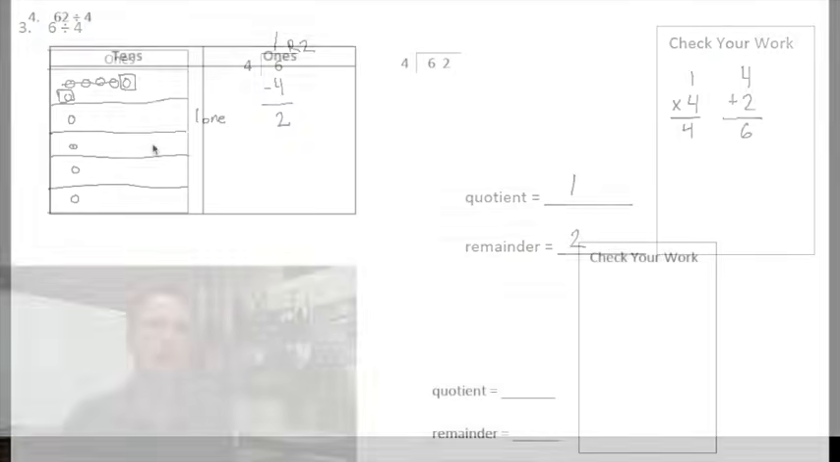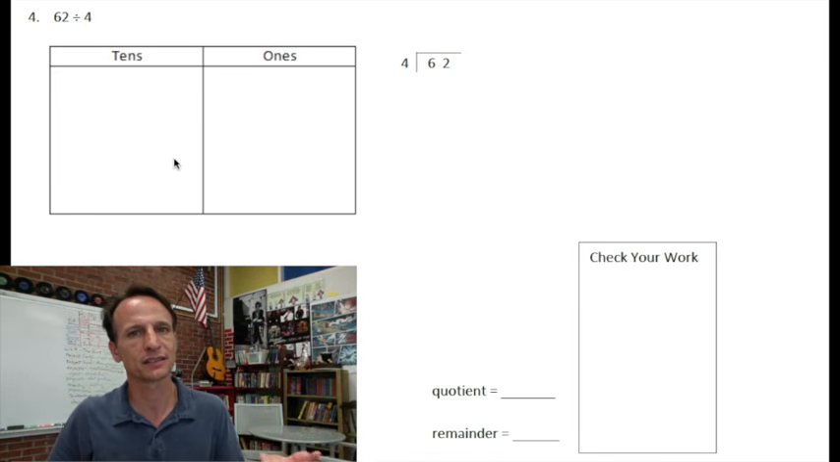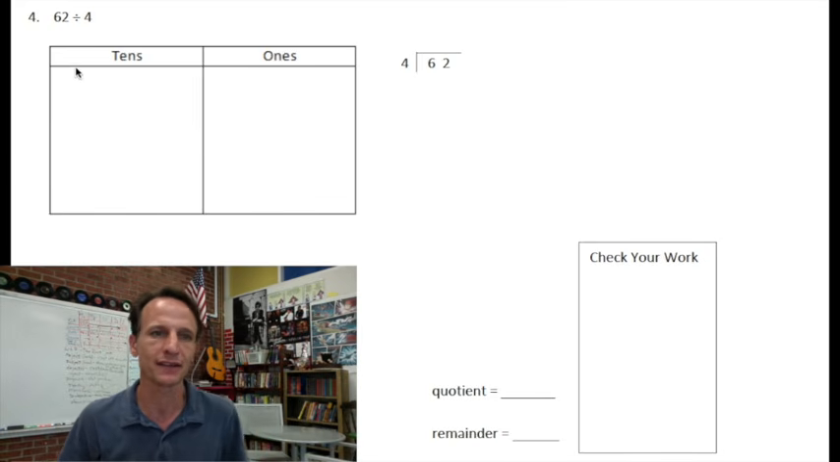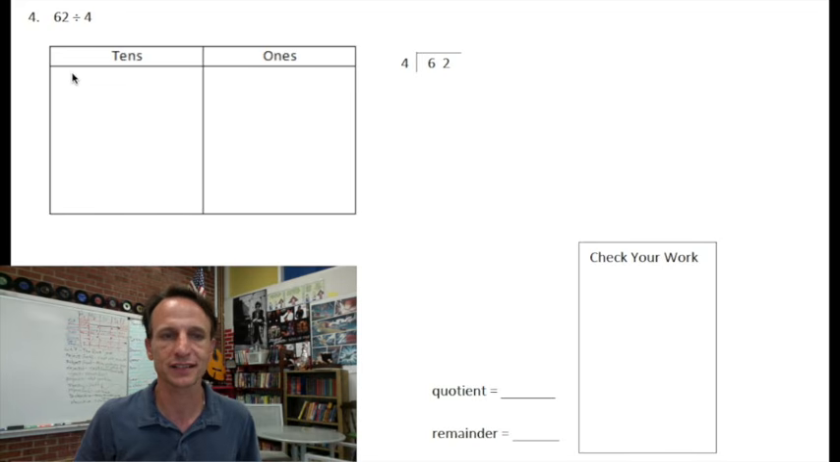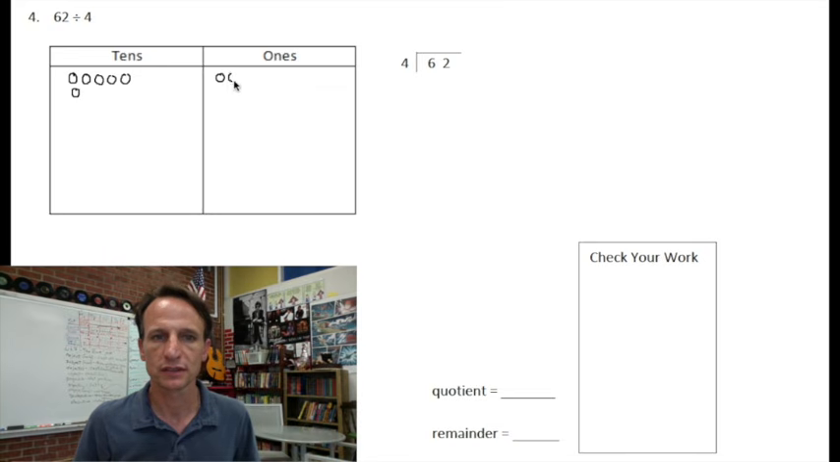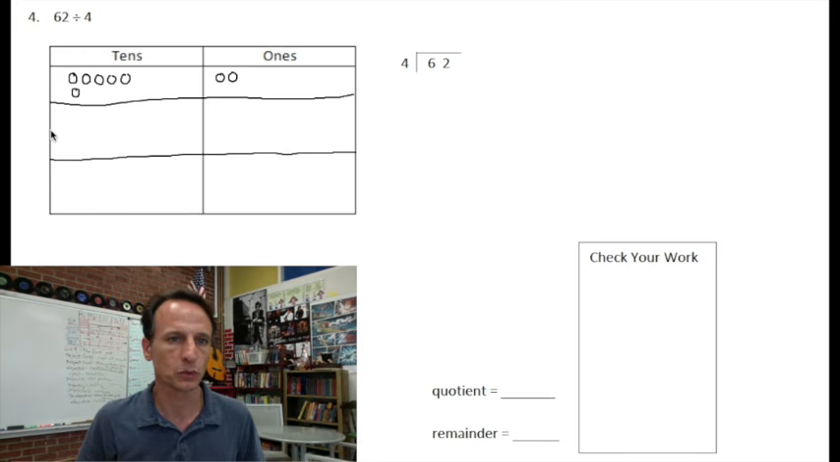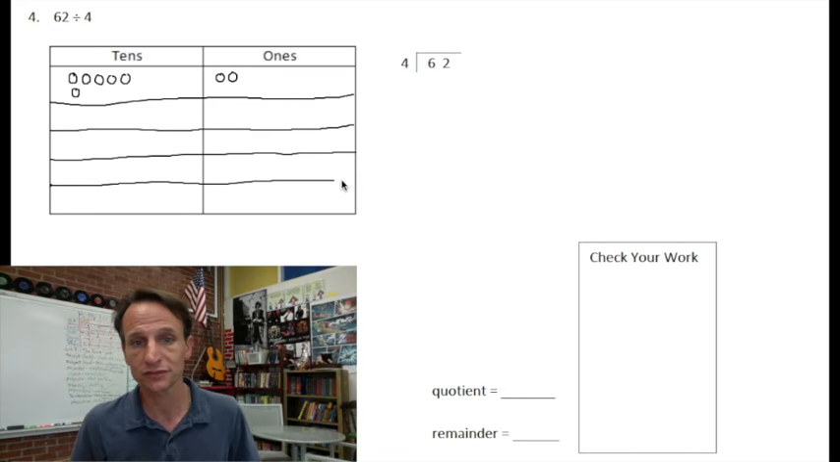Getting hungry? Okay, we just did 6 divided by 4. Now we're doing 62 divided by 4. You see what they're up to today? All right, so let's draw out our 6 tens. 1, 2, 3, 4, 5, 6 tens, and we have 2 ones. And we'll draw a line separating that from our division. And then this section, we can make it 4 because we're dividing by 4. That's why 4 relatively equal spaces by dividing in half and then dividing each of the halves in half.